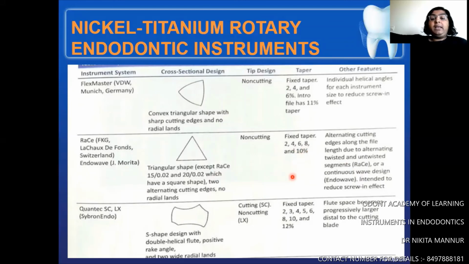RACE was given the name because it has alternating cutting edges. So alternate cutting edges stands for RACE. Along the file length there are alternating twisted and untwisted segments, and a continuous wave design is present, which is intended to reduce the screw-in effect.